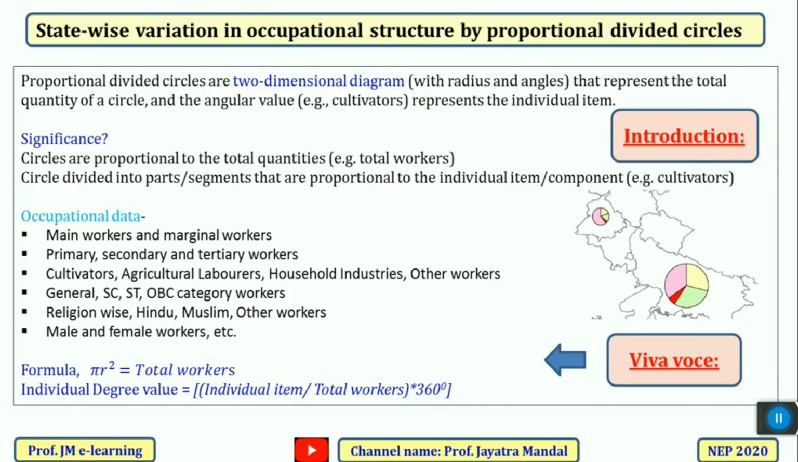To find the area of a circle, use the formula pi r square, where r is the radius of the circle. You can calculate the radius of each circle using this formula. To find the individual degree value, use the formula: individual item divided by total workers, multiplied by 360 degrees.